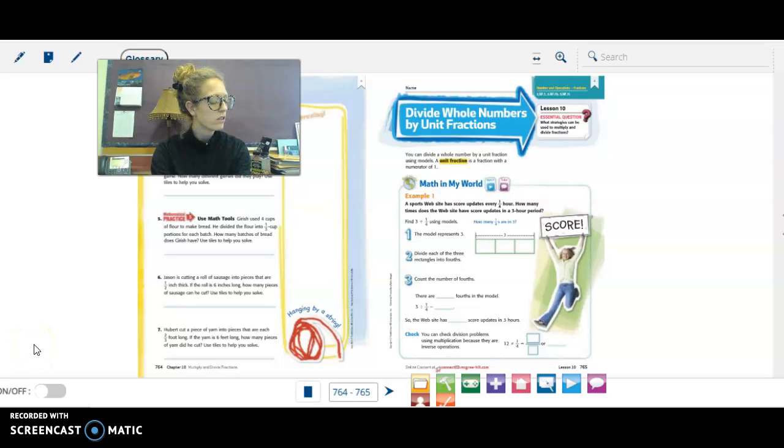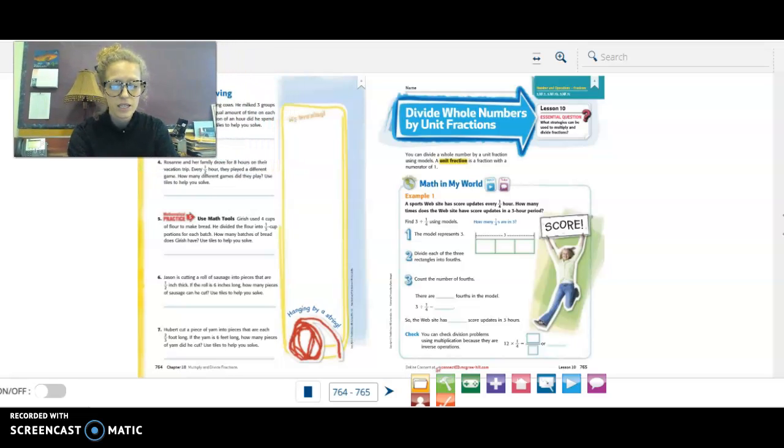Okay, boys and girls, so we are moving on to lesson 10 in chapter 10. I'm on page 765. We're going to go through the instructions, do an example, and then we'll do a couple problems together. We are dividing whole numbers by fractions, so kind of the opposite of what we were doing last week. And we'll see if you can detect some patterns. I think some of you will be able to do that just fine.